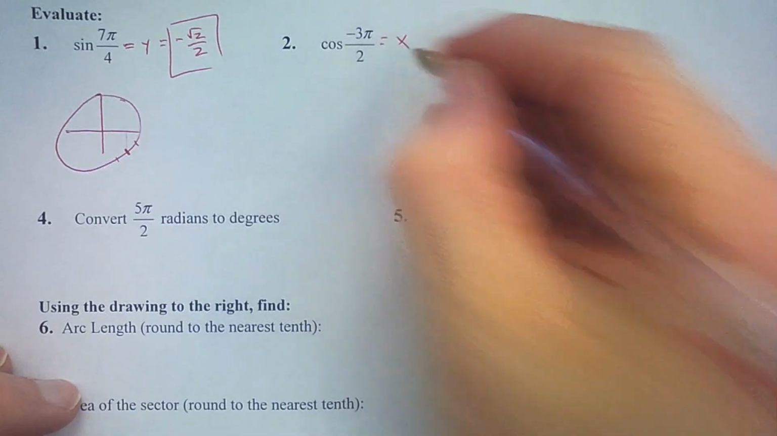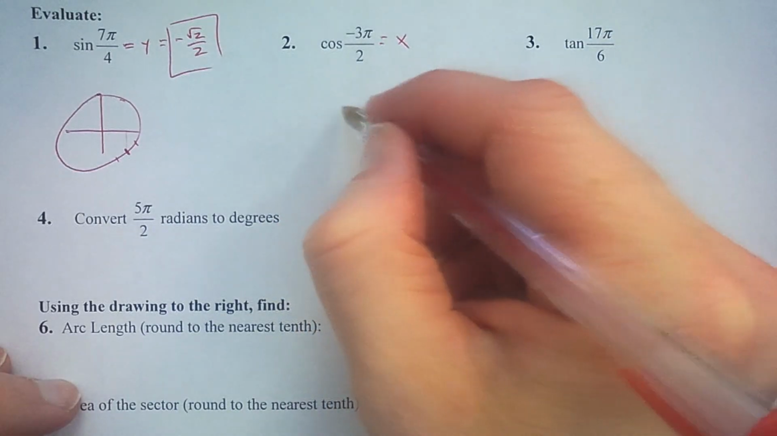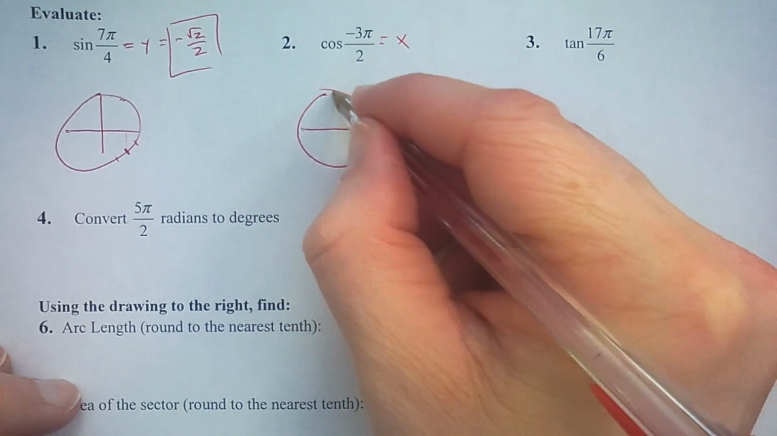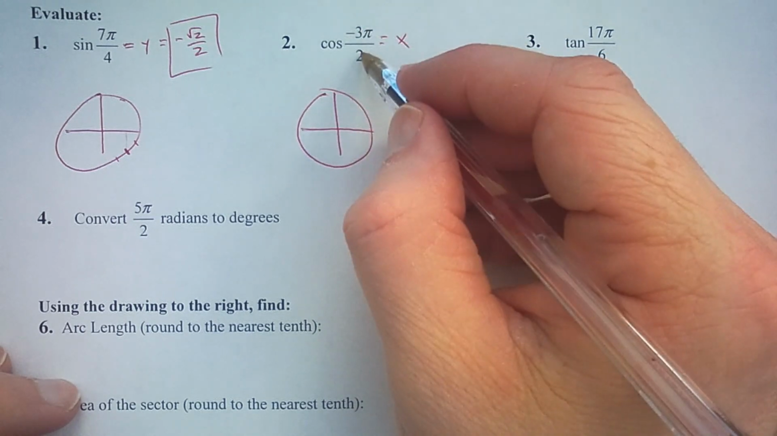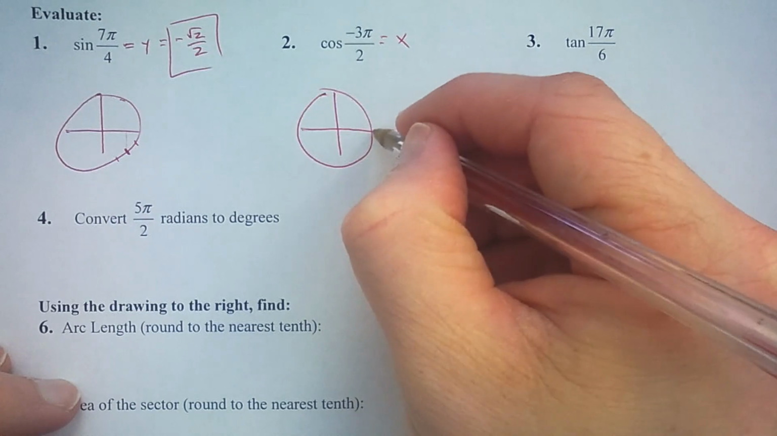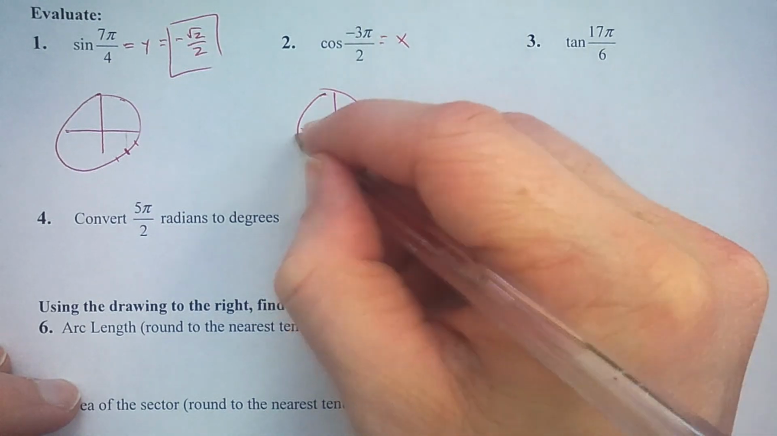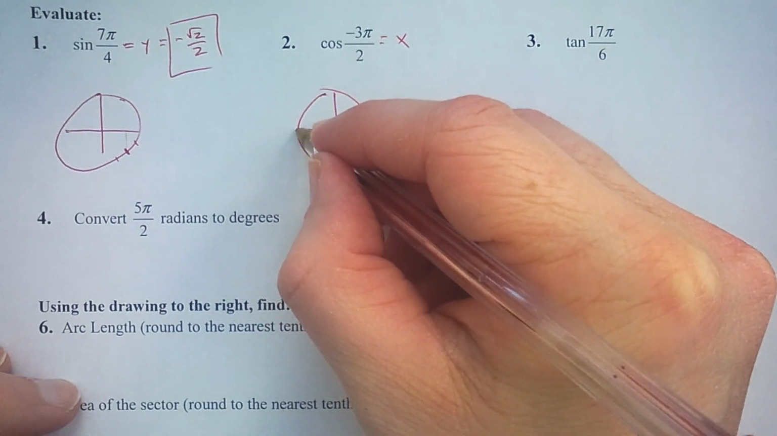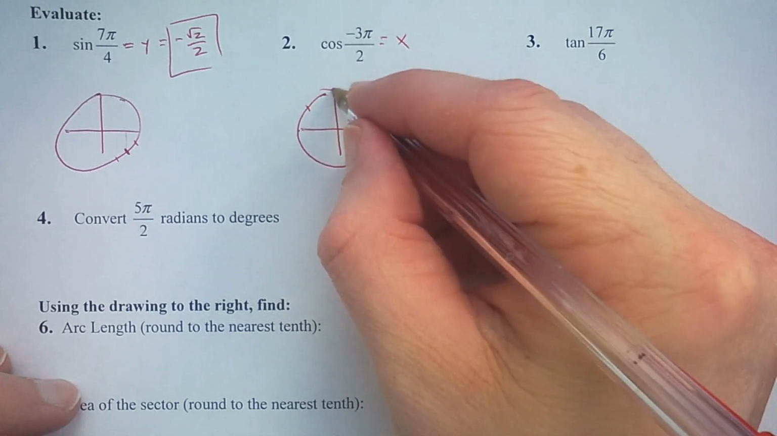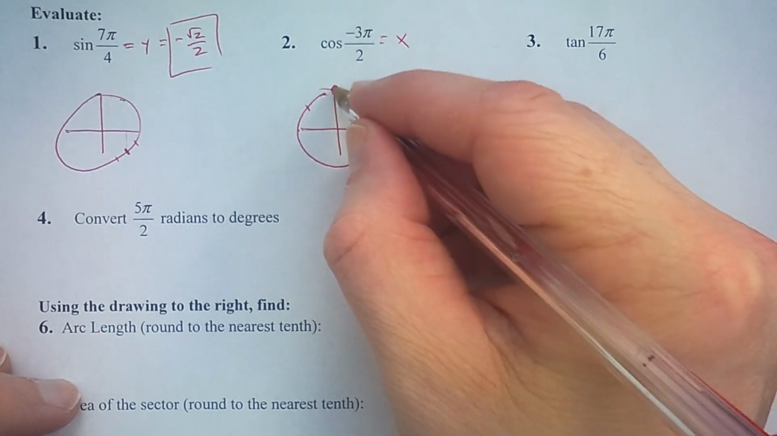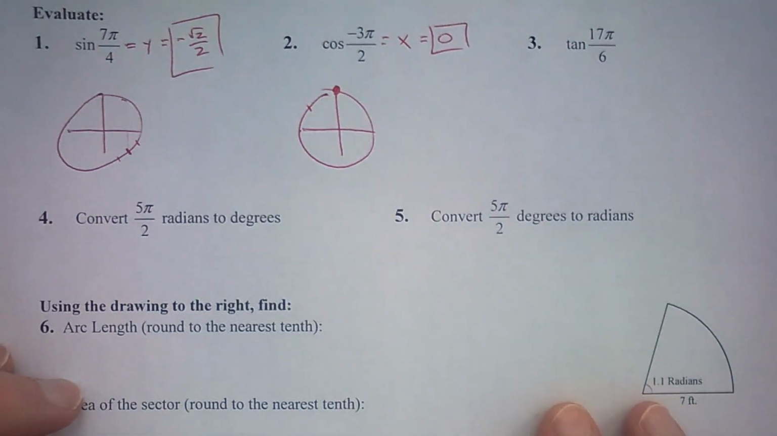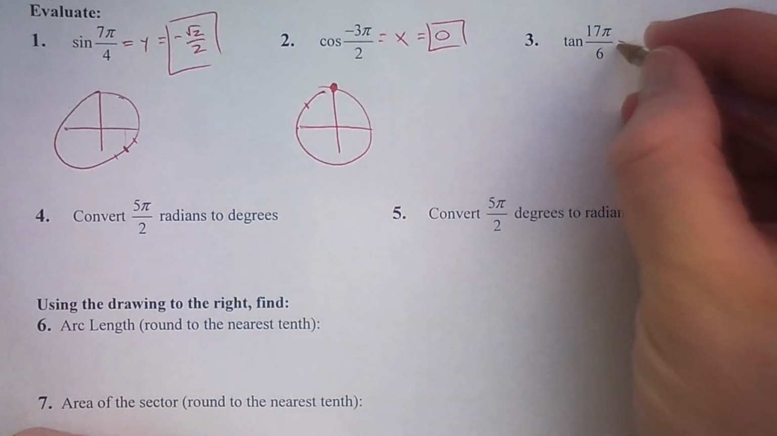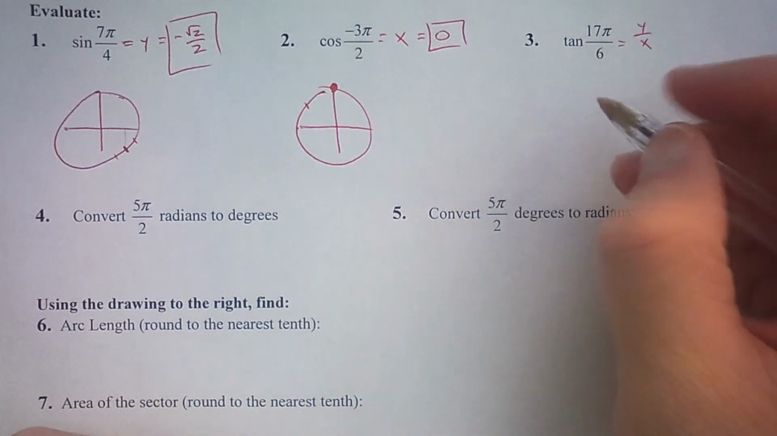Cosine is an x value. Okay, so it's negative, so we're going clockwise. And negative 3 over 2 is the same as negative 6 over 4. Negative 4 over 4 is halfway around. Negative 5 over 4 and negative 6 over 4 is right here. The x value here is 0. And then tangent is y over x.